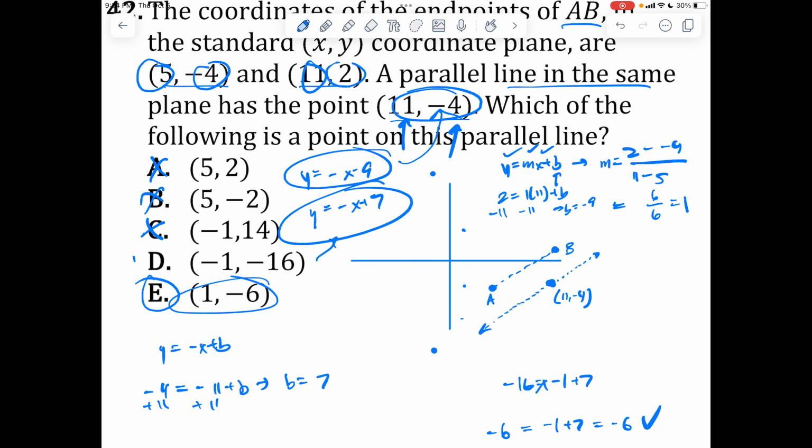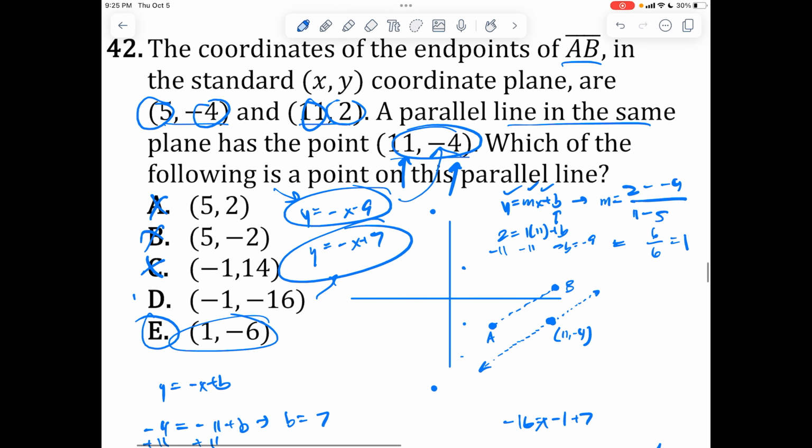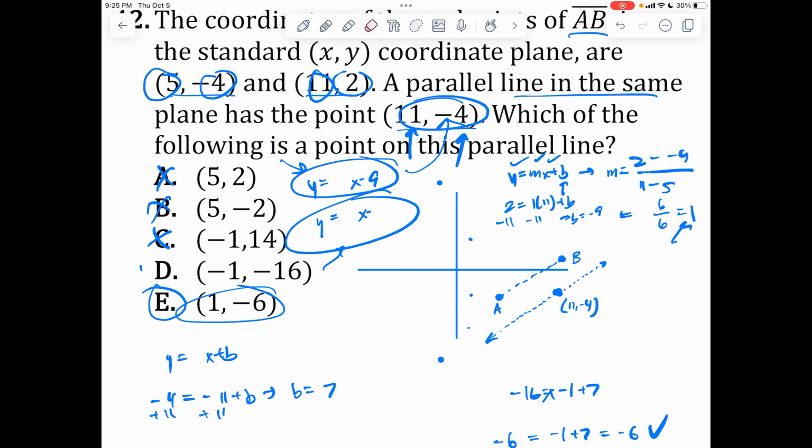So hopefully that makes sense. Trying to make sure that actually works. 11 comma negative 4. Oh, 5 comma negative 4, 11 comma 2. Oh, I see where I made a mistake. This is actually a positive slope. I don't know why I made it a negative. So the b value is negative. So it's going to be y equals x minus 9. But that slope should not have been a negative 1. It should be a positive 1.